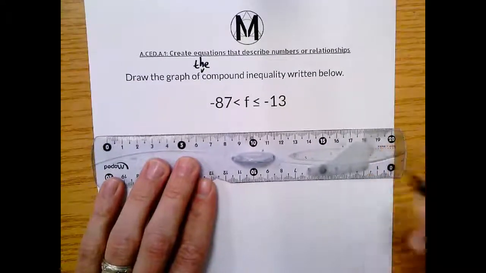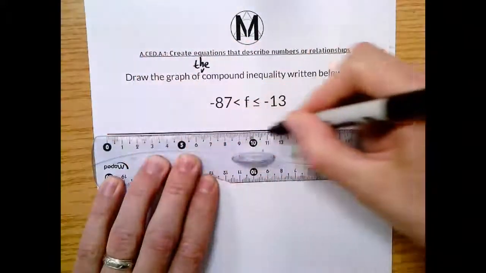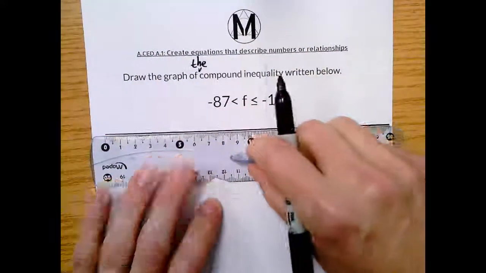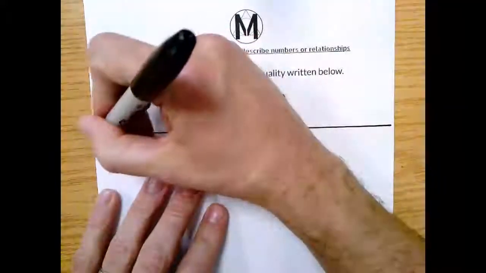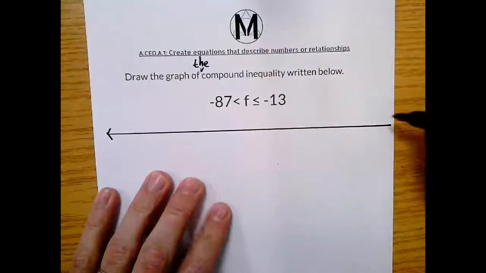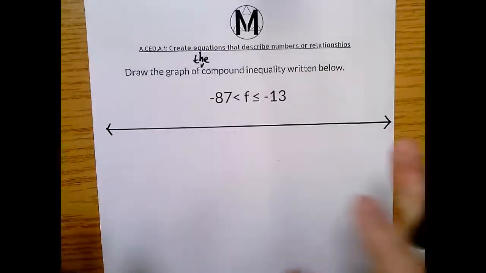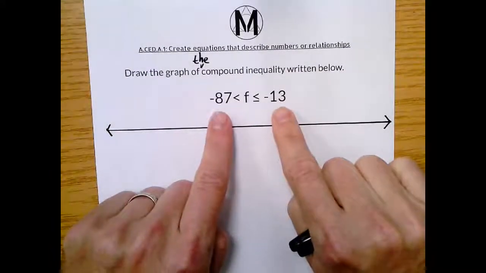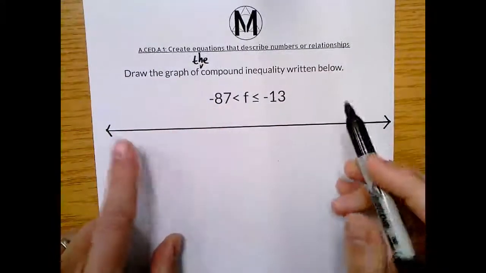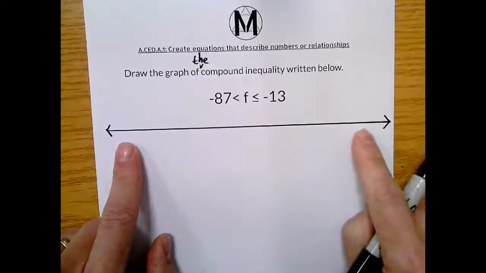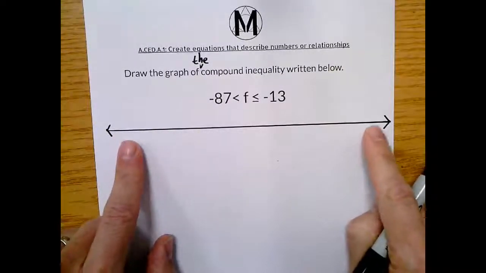So I got my ruler. I'm going to draw myself a nice straight line. Okie dokie. And I know this line is going to go in the negative direction for infinity, and it'll go in the positive direction for infinity. Now, before I do anything, I like to look at my two numbers that are restricting this. So down here, I'm going to have negative 87, and up here, I'm going to have negative 13.